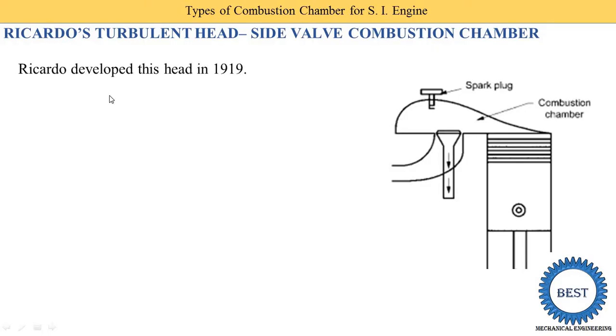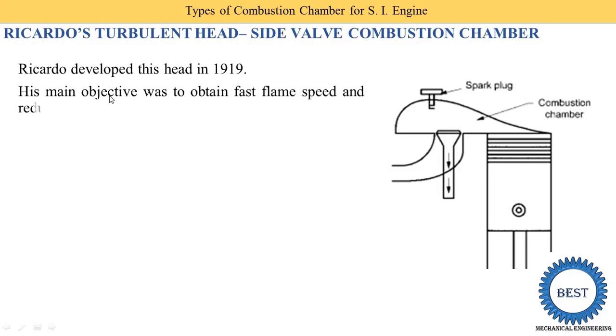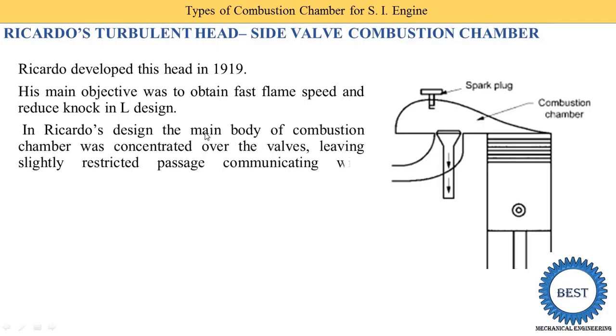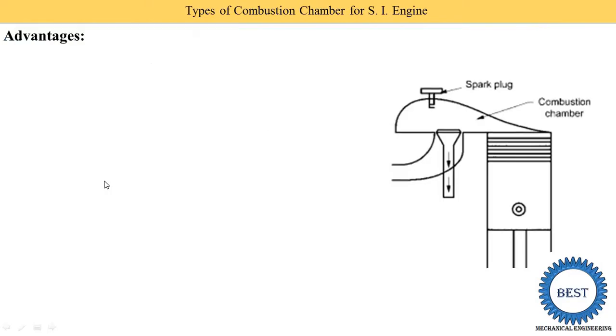Ricardo developed these heads in 1919. His main objective was to obtain a fast flame speed and reduced knocking in L designs. So it is a modification of the L design, and the difference is that it gives a faster flame speed, so the knocking is reduced. In the Ricardo design, the main body of the combustion chamber was concentrated over the valves, leaving a slightly restricted passage communicating with the cylinder.